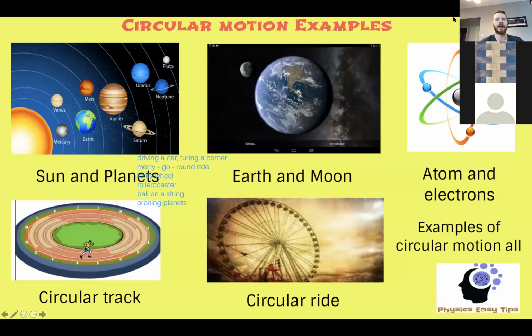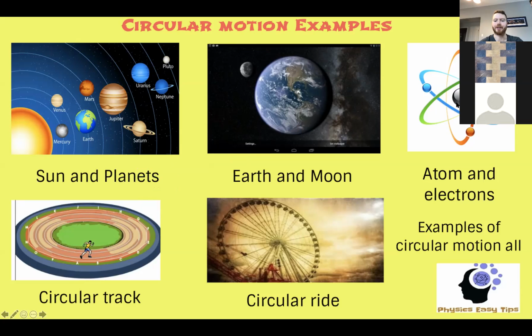Okay, so again, just to reiterate some examples of circular motion that we see in our lives. The sun and the planets all orbit in pretty close to circles. They actually orbit in ellipses, but we'll talk about that a little bit later on. For the sake of today, we're going to say that the sun and the planets orbit in circular motion. The Earth and the Moon, same thing.